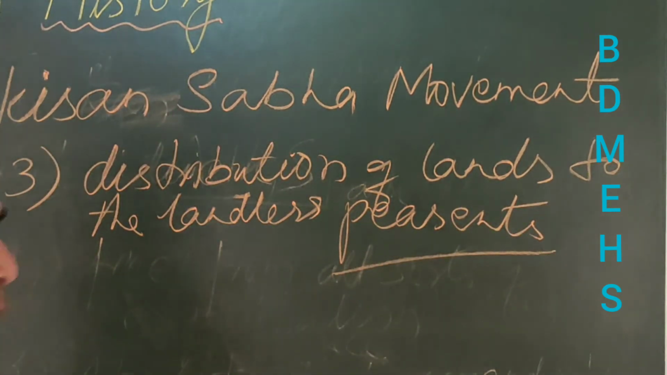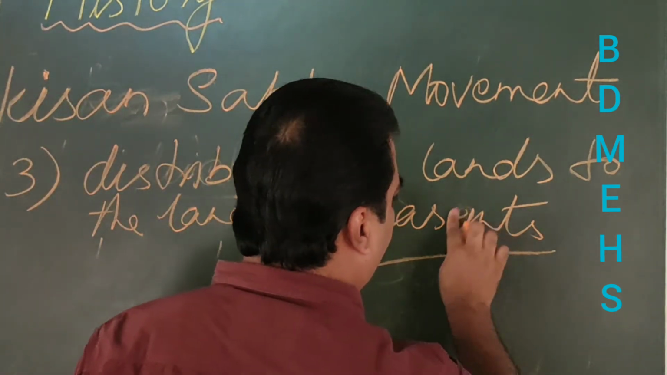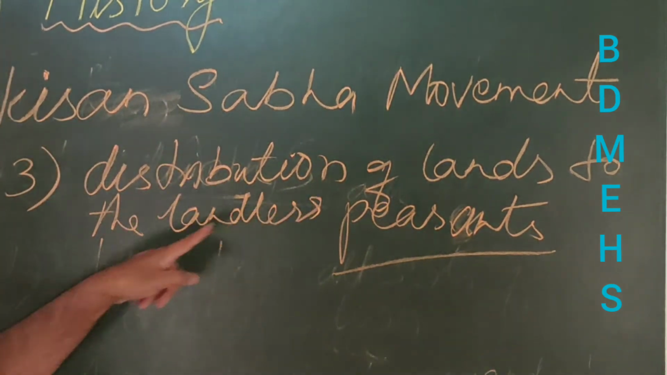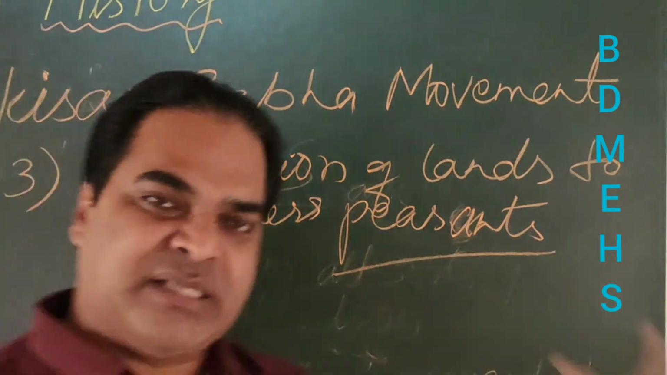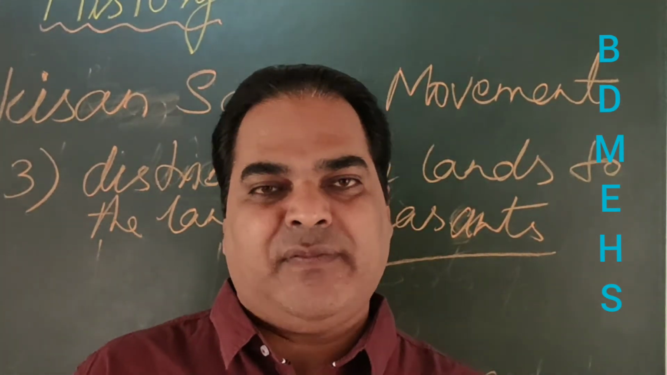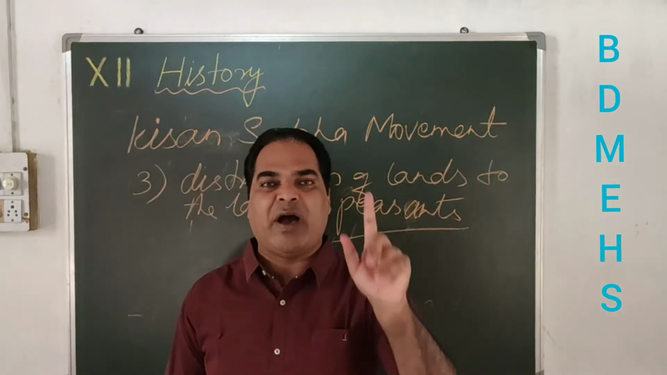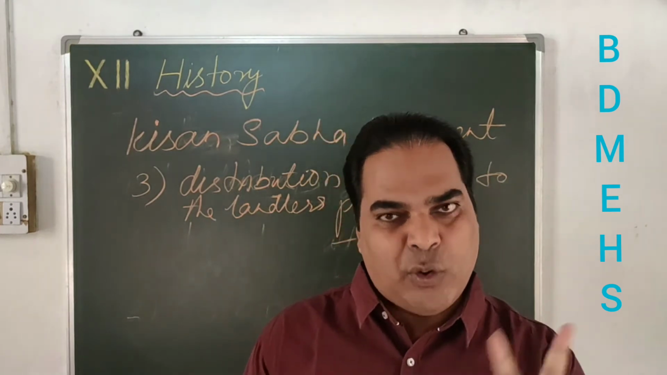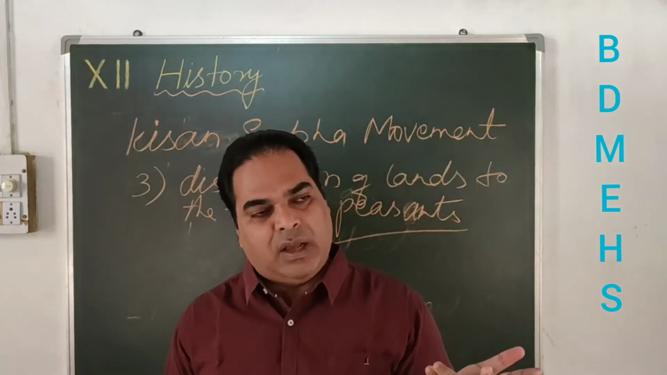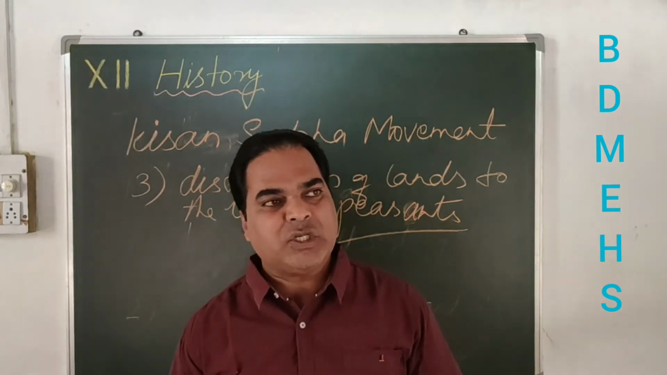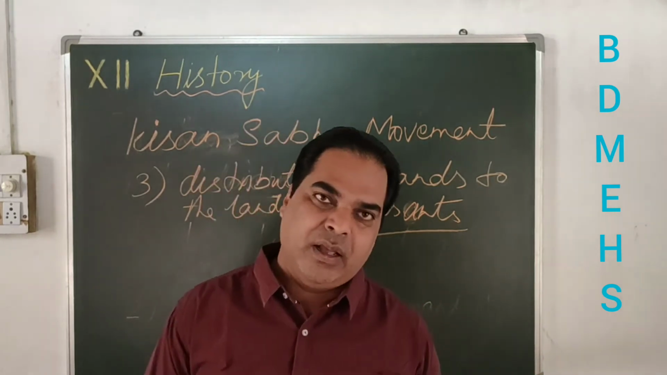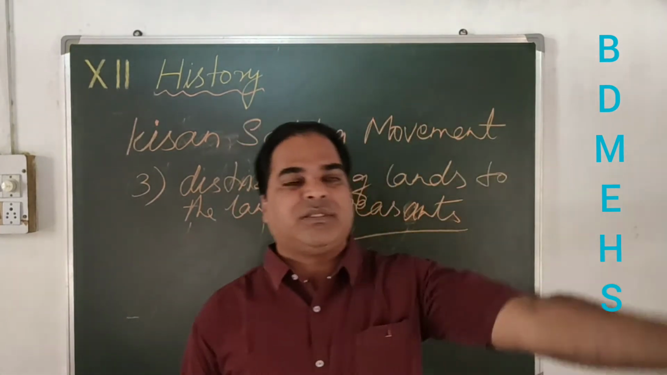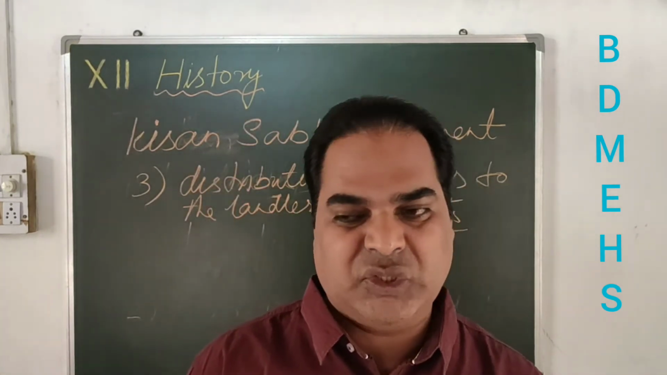Now I am going to explain distribution of land to the landless peasants. Peasants means they are landless. There is a difference between a farmer and a peasant. Many students still don't know. Farmers have their own land and they work on it, or they give work to workers to work on it. But peasants are landless. They don't have any land of their own. They work on somebody else's land. They are known as peasants.